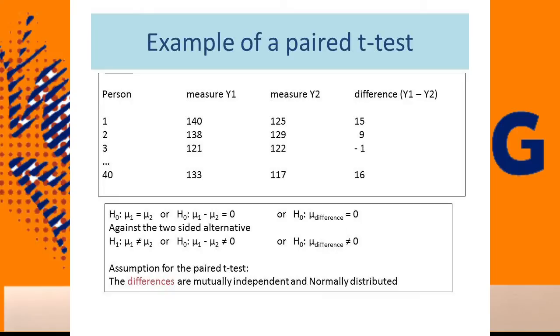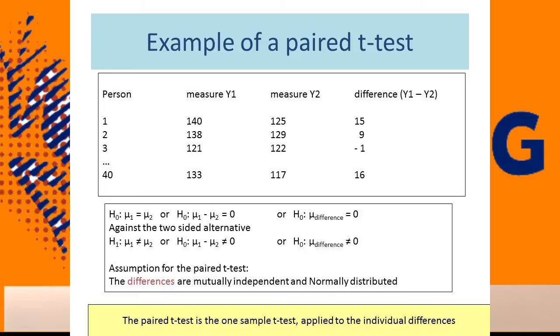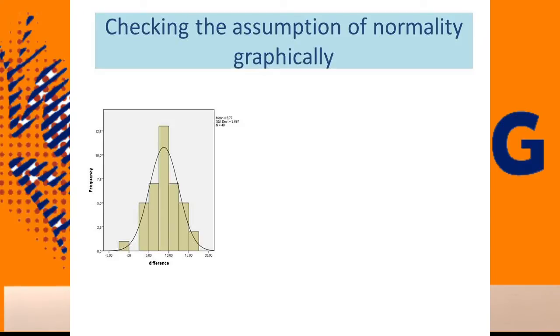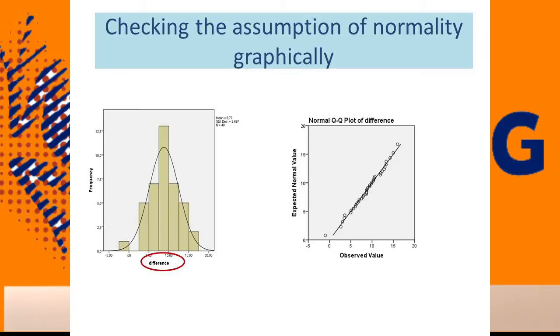If the individual differences have a normal distribution, we can perform a paired t-test. This paired t-test, in fact, is the one-sample t-test applied to the individual differences. First, we check the assumption of normality. Please note that this assumption concerns the changes between the observations, not the observations themselves. We will just check it visually, either by looking at the histogram or at the QQ or PP plot. From the graphs in this example, we can conclude that the differences are reasonably normally distributed.